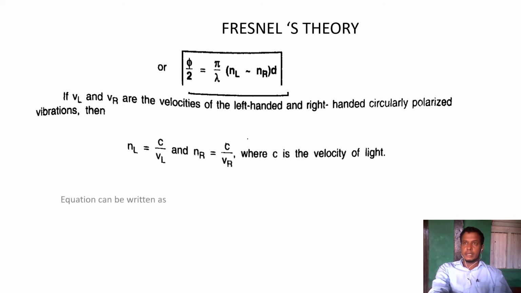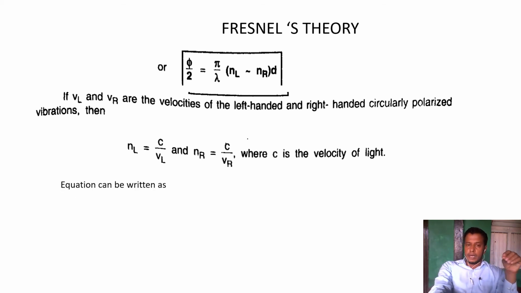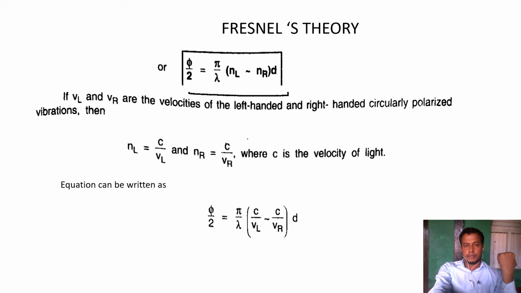In terms of velocity, we convert the refractive index into velocities. So we take the refractive index n_L equal to c by v. In this equation, the above equation can be written down as pi by 2 is equal to pi by lambda, where n_L can be converted into c by v_L, and n_R into c by v_R, so there is a difference.